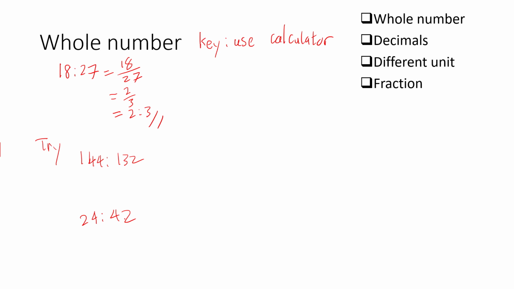Now, I trust that you have tried the questions out yourself. If you have a calculator, it should give you 12 over 11, and your answer will be 12 is to 11. The next one, the answer is 4 is to 7. And we are done with whole numbers. So, ping, let's put a tick here.